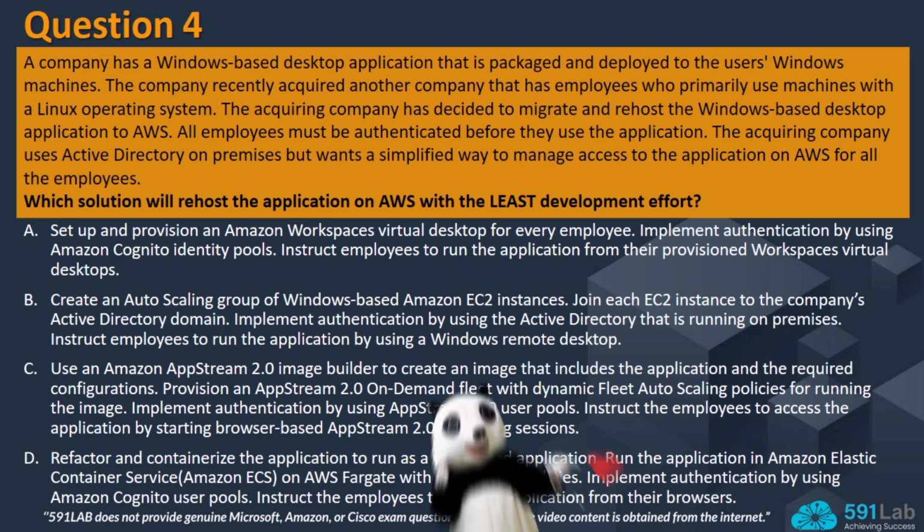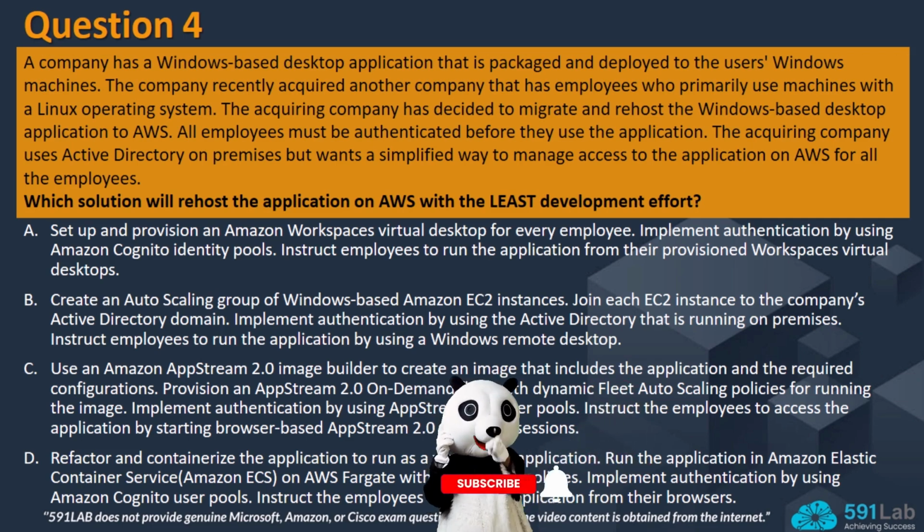Question number 4. A company has a Windows-based desktop application that is packaged and deployed to the users' Windows machines. The company recently acquired another company that has employees who primarily use machines with a Linux operating system. The acquiring company has decided to migrate and rehost the Windows-based desktop application to AWS. All employees must be authenticated before they use the application. The acquiring company uses Active Directory on-premises but wants a simplified way to manage access to the application on AWS for all the employees. Which solution will rehost the application on AWS with the least development effort?